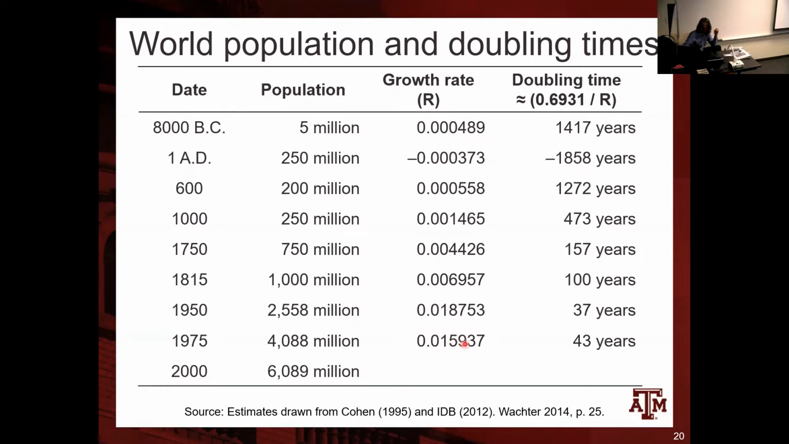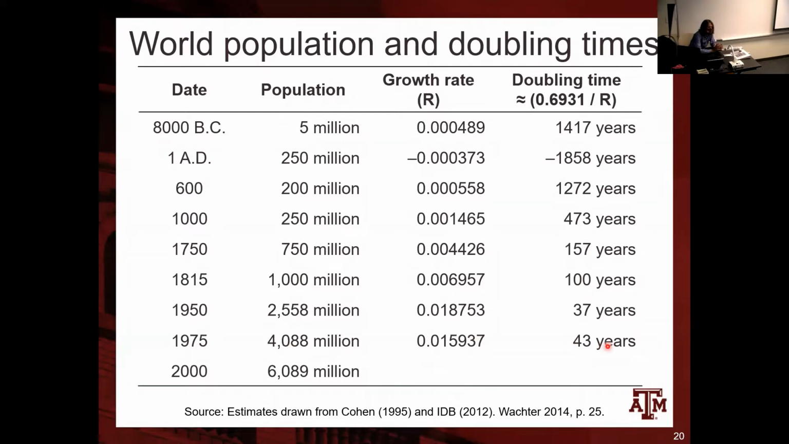The population growth rate decreased a little bit in the following decades, but it's still high, 0.015. The population increased from around 4.1 billion in 1975 to 6.1 billion in 2000. So we would expect, if the population growth rate remained the same, nothing changed, our population would grow from around 4.1 billion to 8.2 billion in 43 years. Here it will increase from 2.6 to 5.2 billion in 37 years. Here it would increase from 4.1 billion to 8.2 billion in 43 years.